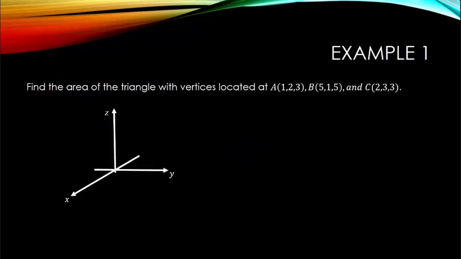Let's work an example. I want to find the area of the triangle with vertices located at the point A given by coordinates 1, 2, 3, the point B with coordinates 5, 1, 5, and the point C with coordinates 2, 3, 3. First, I'm going to set up a coordinate system in R3 and plot my points A, B, and C. A is at the coordinates 1, 2, 3, B is at coordinates 5, 1, 5, and C is at coordinates 2, 3, 3. I can construct a triangle by connecting each of these points as vertices for my triangle.